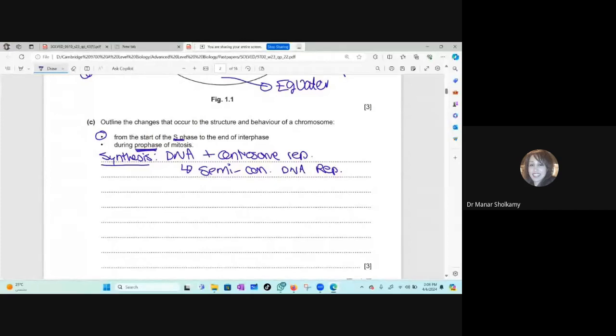We have the interphase: it's G1, and then the synthesis, and then the G2. What happens in the G2 phase? We said the synthesis is replication, correct. And then what happens in the G2 phase?